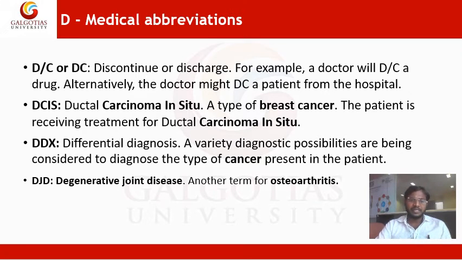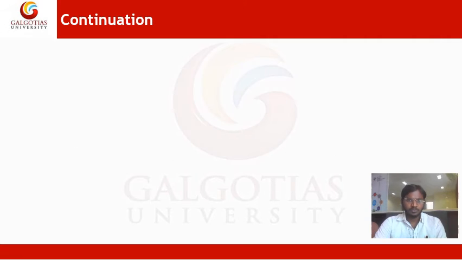Next one, DJD, degenerative joint disease. Another term is osteoarthritis, related to joints. Next, DM, diabetes mellitus, like sugar patients. Okay, continuation in the slide.